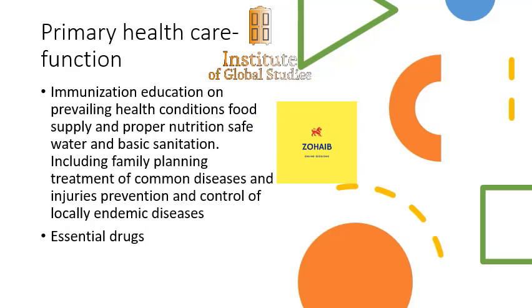So primary healthcare function. It means that we should provide immunization, education on prevailing health conditions, food supply and proper nutrition, safe water and basic sanitation, including family planning, treatment of common diseases and injuries, prevention and control of locally endemic diseases.